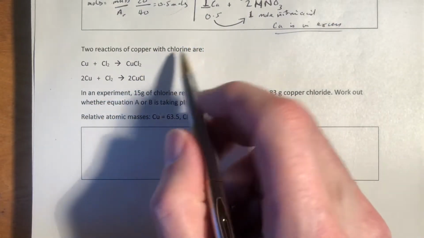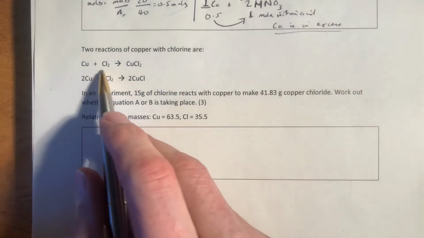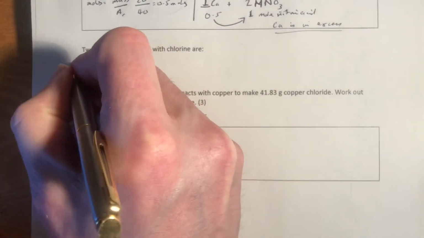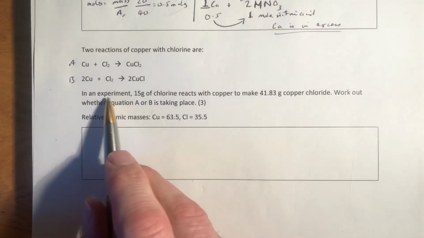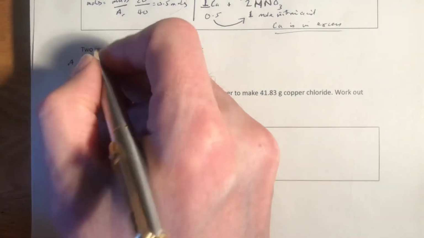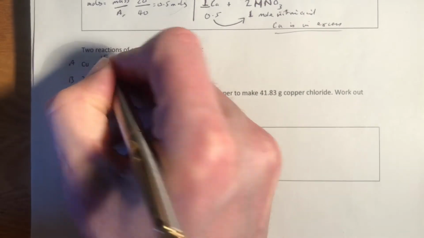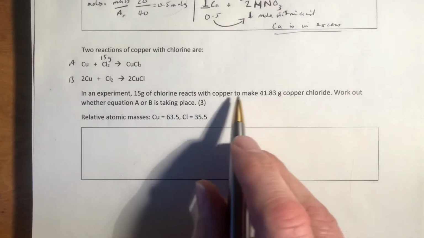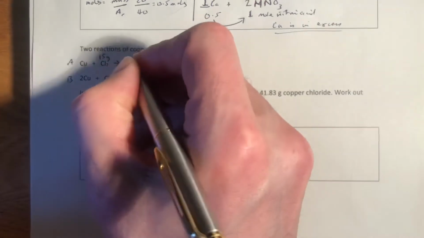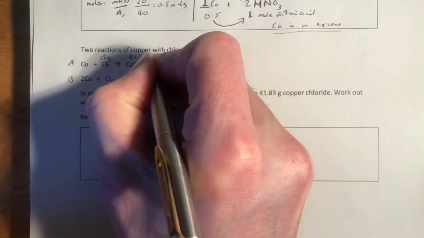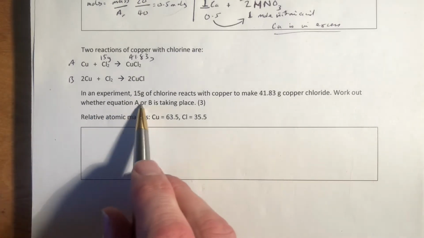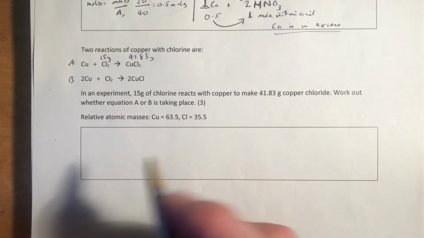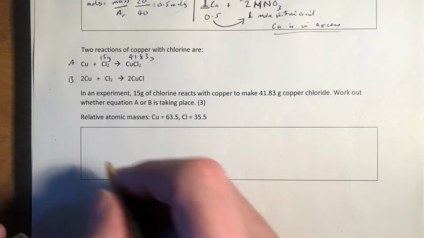Two reactions of copper with chlorine are this one, which will be A, and this one, which will be B. It says, in an experiment, 15 grams of chlorine reacts with copper to make 41.83 grams of copper chloride. Work out whether equation A or B is taking place. Okay, so this is calculating quantities.